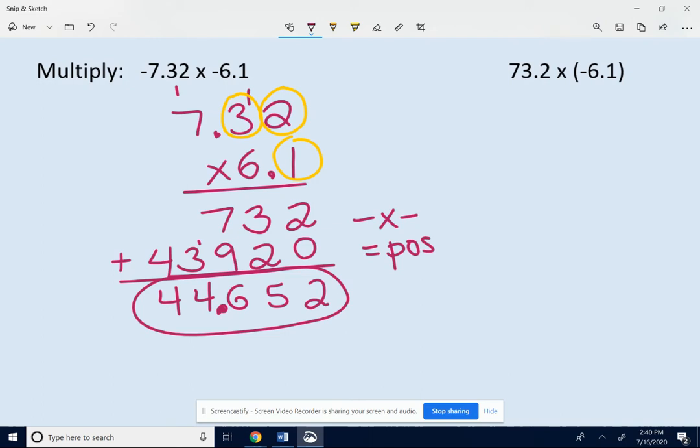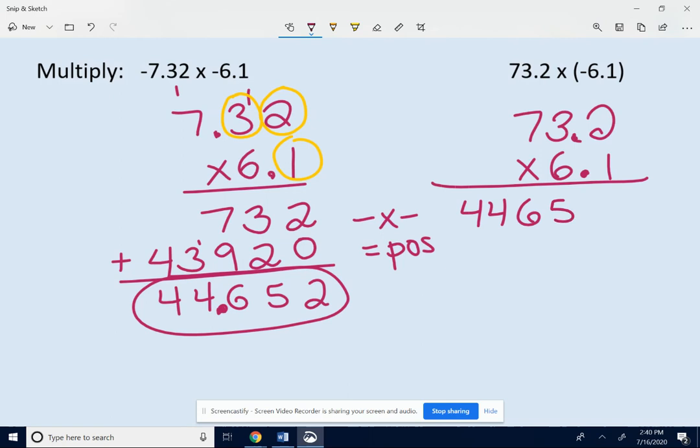Okay, let's take the next one. I did this on purpose. The 732 and the 61 are exactly the same, so we don't actually have to go through the multiplication again. You notice that? It's exactly the same digits. So I know that the bottom row, again, would be 44652.